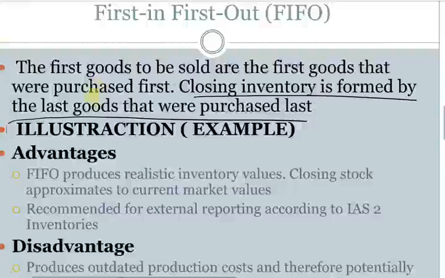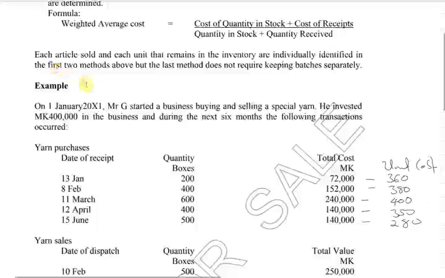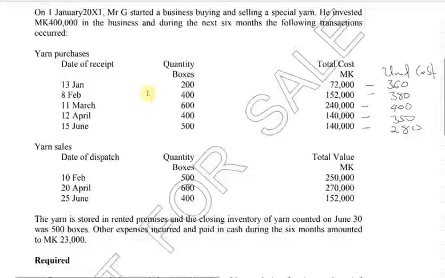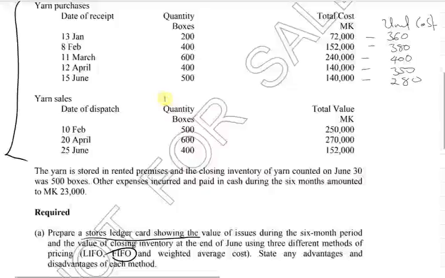So let us try to illustrate this using an example. Let us have this example saying that on 1 January 20X1, Mr. G started a business buying and selling a special yarn. He invested 400,000 in the business, and during the next 6 months, the following transactions occurred. The yarn is stored in a rented premises, and the closing inventory of the yarn counted on June 30 was 500 boxes. Other expenses incurred and paid in cash during the 6 months amounted to 23,000.